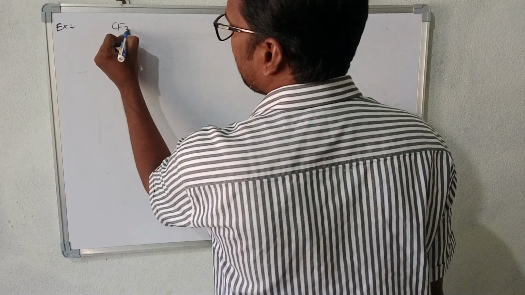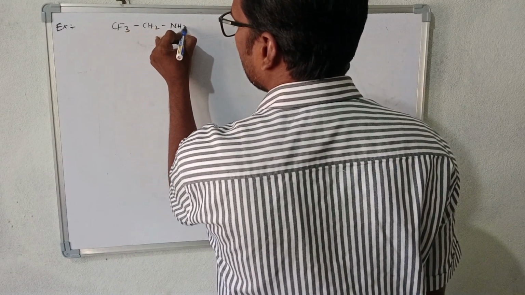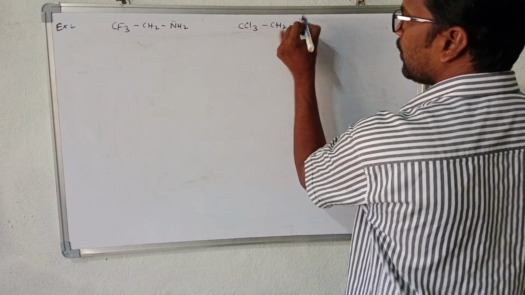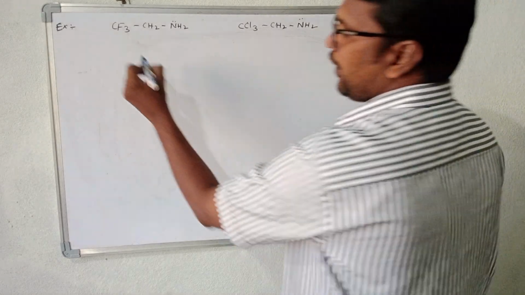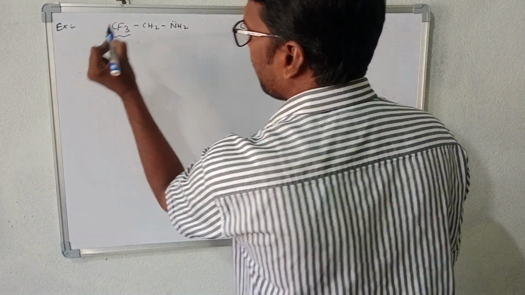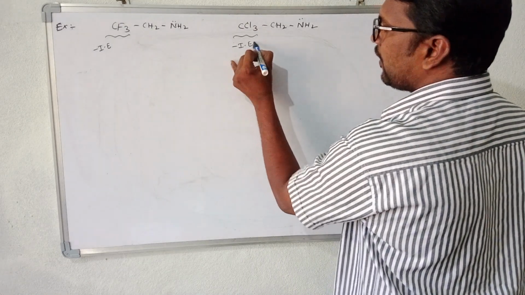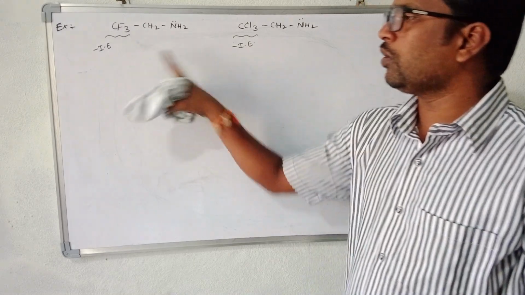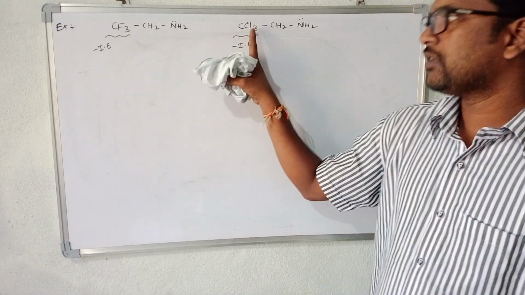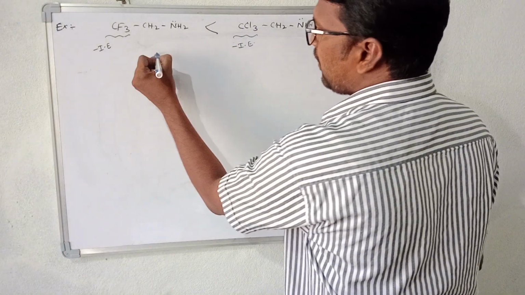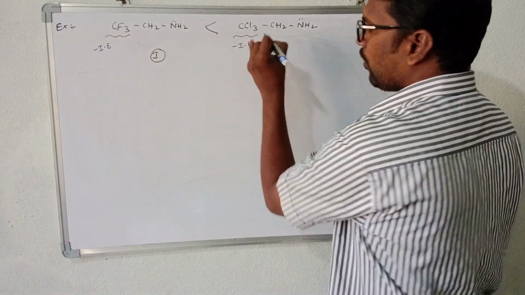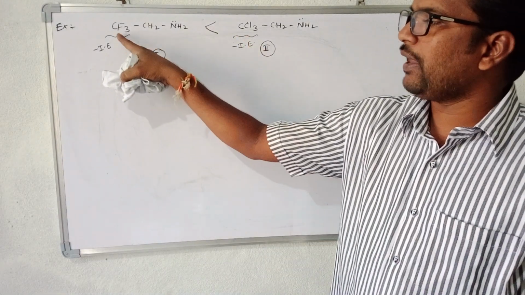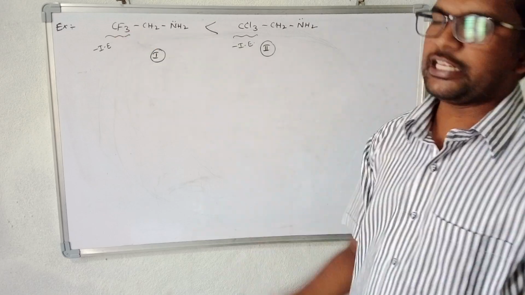Right, now we take like this: CF3CH2NH2, CCl3CH2NH2. Which is more basic? Now you want to write. Okay, here you see CF3, it is minus IE group. CCl3, it is also minus IE group, electron withdrawing group. Both are electron withdrawing groups. Okay, but when you compare these two, CF3 is more electron withdrawing than CCl3. That's why when you write the basicity order, 1 is less basic than 2. Okay, because here CF3, CCl3, both are electron withdrawing groups only, but when you compare, here it is more powerful. That's why it's having less basic nature.